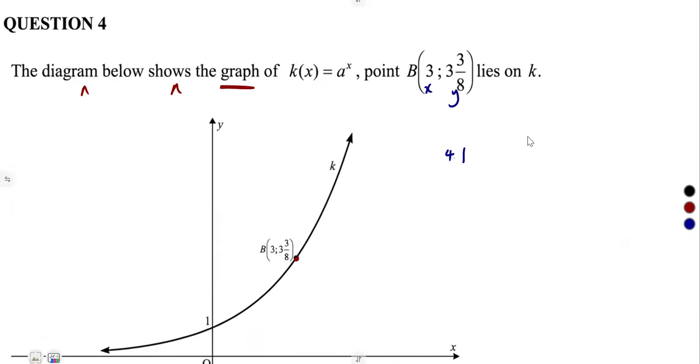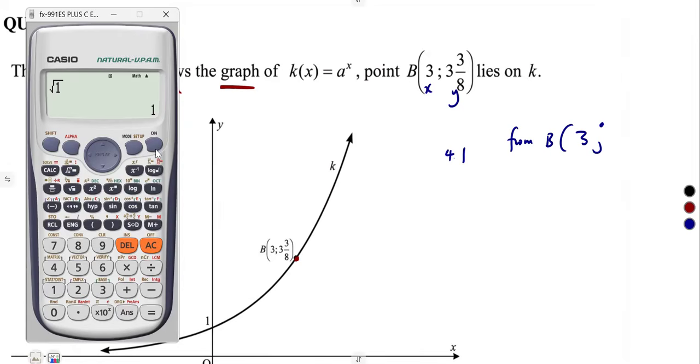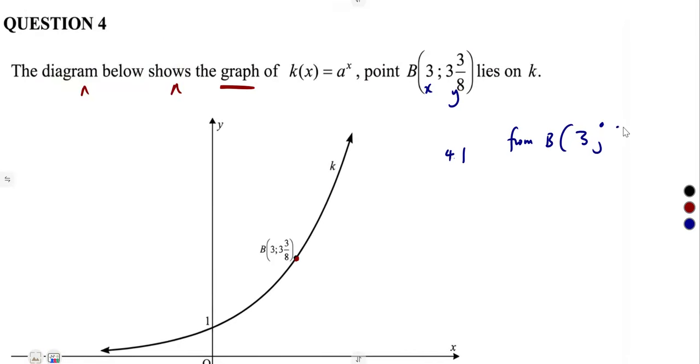So from point B, which is 3 versus 27 over 8, 3 over 2 can be written as you put this: shift first, you must have that shift here, then you put this fraction. So it's 3 and 3 over 8. So this is equal to 27 over 8. So that's 27 over 8, this one.